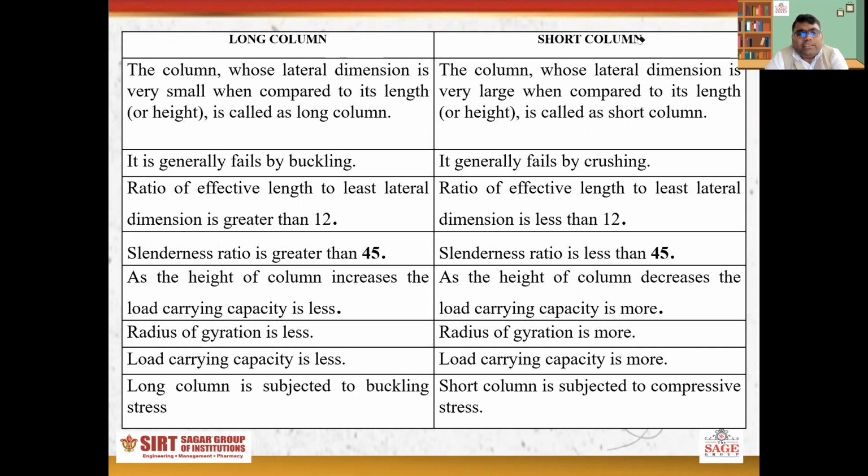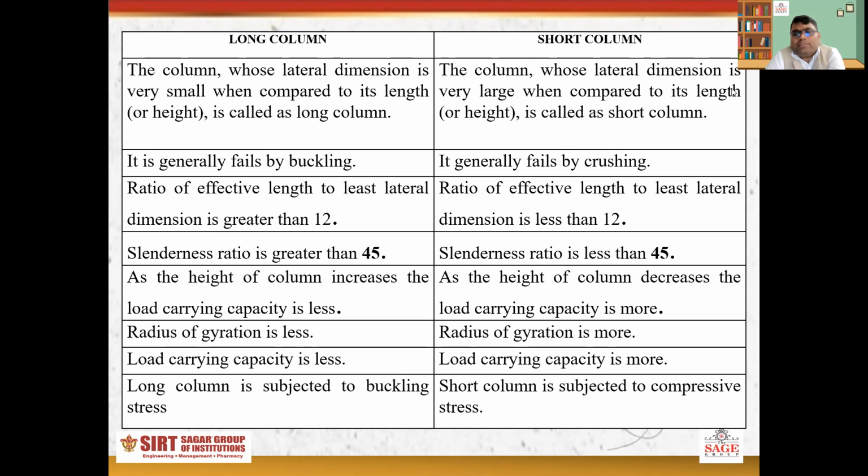Generally, we can say a long column fails by buckling and a short column fails by crushing, because a short column has a lateral dimension higher than the longitudinal one, so it fails by crushing. If the ratio of effective length to least lateral dimension is greater than 12, it can be considered a long column. And if the ratio of effective length to least lateral dimension is less than 12, it can be considered a short column.